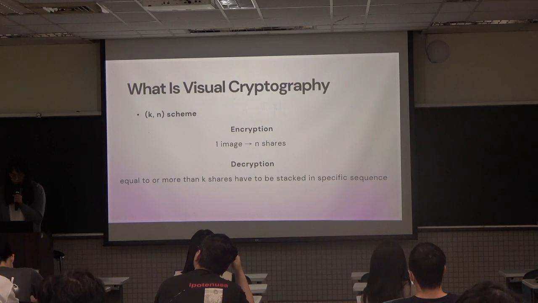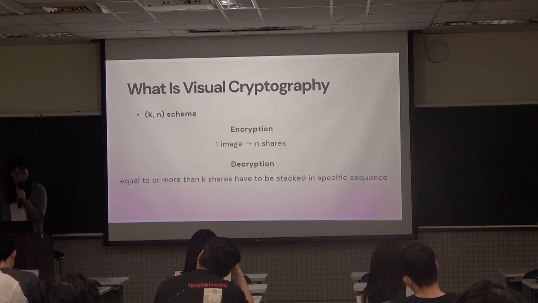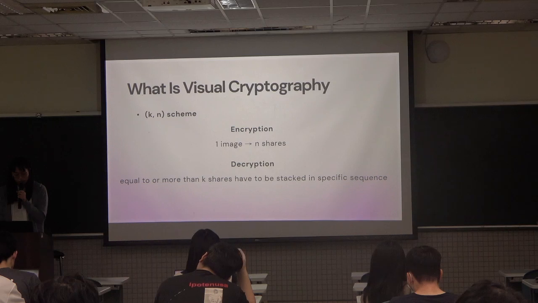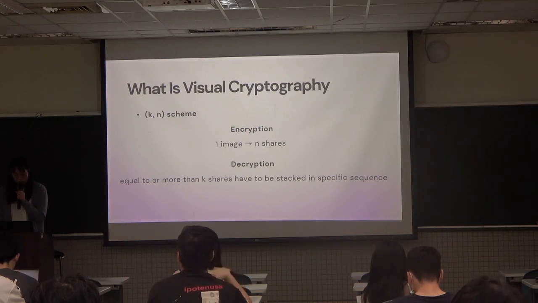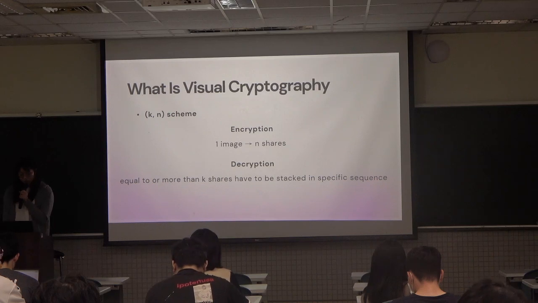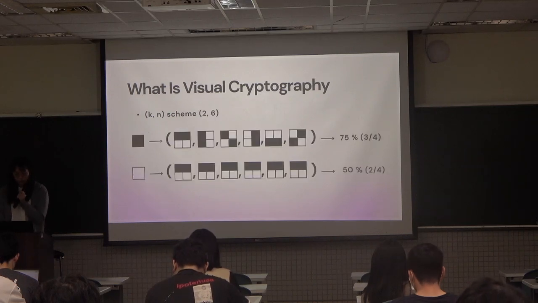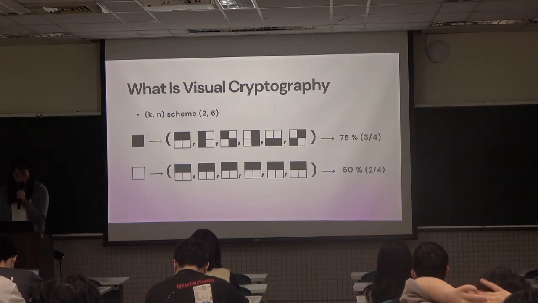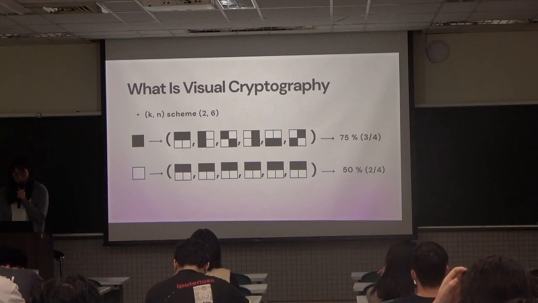In the N out of K scheme, we divide the original image into N shares and distribute them to N different recipients. If we want to decrypt it, we have to collect K or more shares and stack them in the specific sequence. We set N as 6 and K as 2, for example. Similarly, we divide a pixel of the original image into 2 by 2 small pixels.